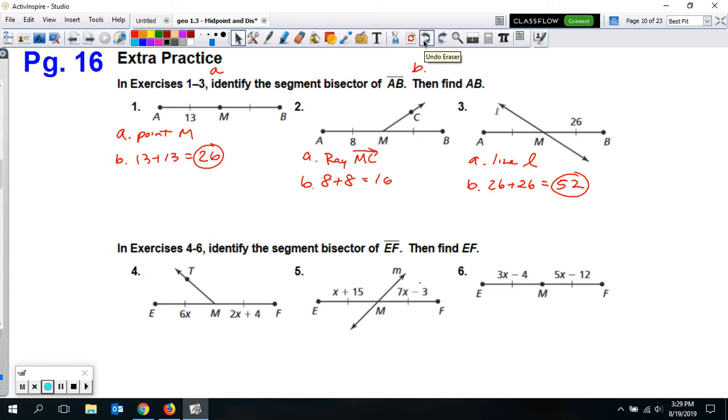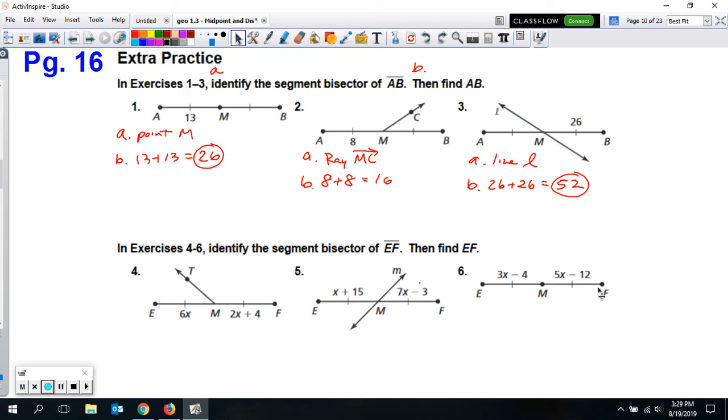All right, let's go down to number 4 through 6. Again, we have 2 things we're trying to find here as well. Identify the segment bisector of EF, which is exactly the same thing we did there. Okay, so we're doing the same thing for the first part. Then find EF, which is the longer segment here, which is the same thing.